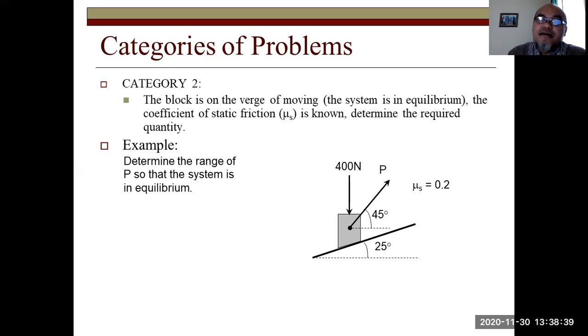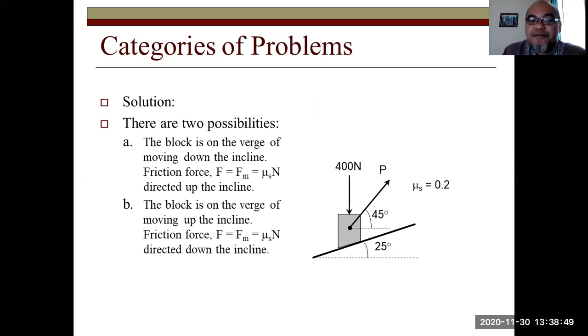It means that the friction has to be lower than or equal to Fm, the maximum static friction force, if mu s is known, 0.2. So there are two possibilities. The block is on the verge of moving down the incline, in which case the friction force will be directed upward. Alternatively, it may be on the verge of moving upward because of the force P here, so the friction force will be directed down the incline.